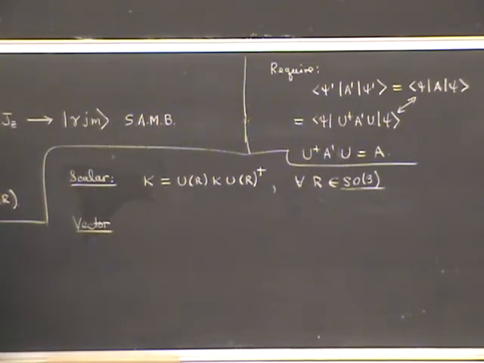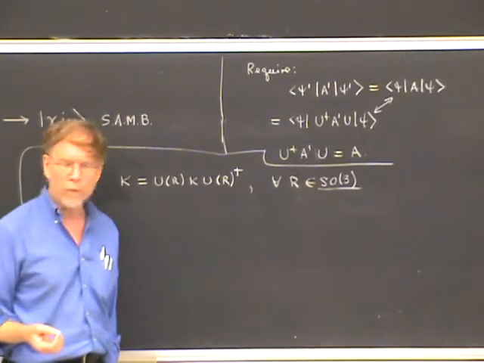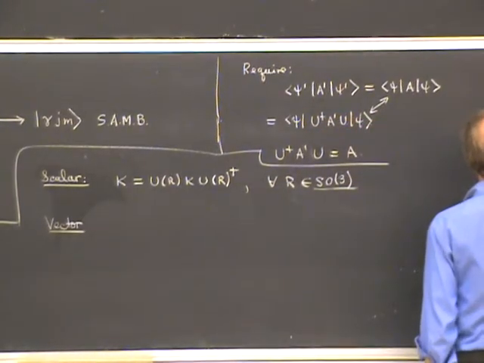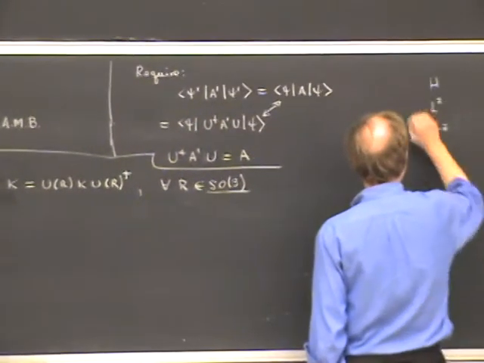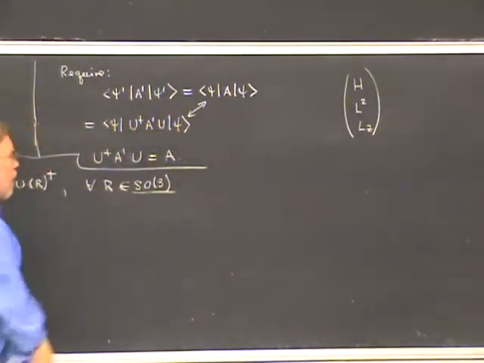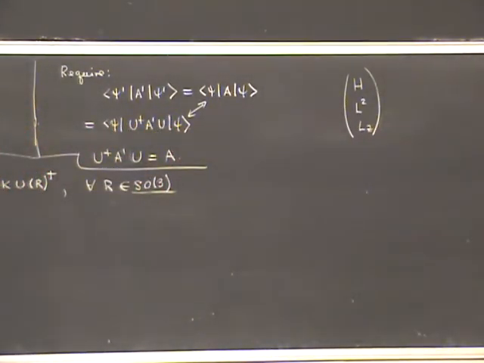It's not sufficient just to have three operators. They've got to transform properly. For example, in the hydrogen atom, you've got three operators, H, L squared, and LZ. These are certainly nice operators, and I can put them in a column like that. But that's not a vector operator because it doesn't transform as a vector.